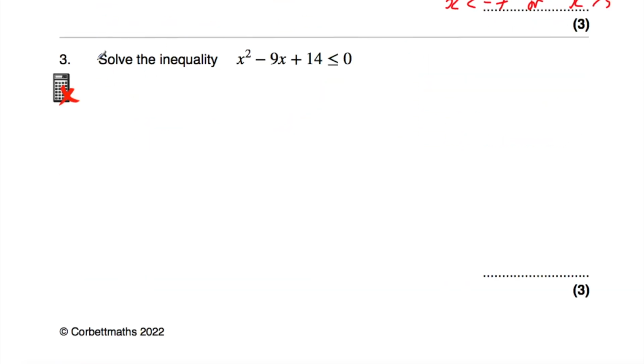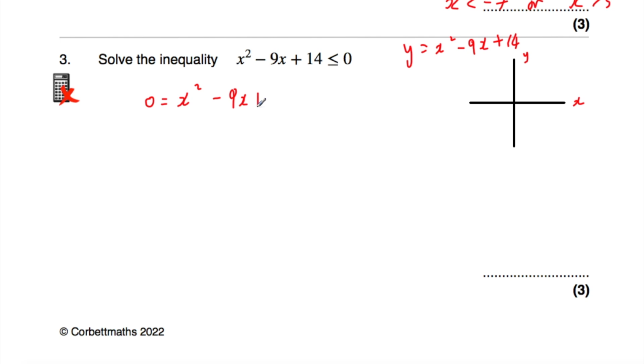Okay, so let's have a look at our next question, question number 3. So question number 3 says, solve the inequality x squared minus 9x plus 14 is less than or equal to 0. Okay, so first of all, let's sketch our axes. So we've got our x-axis and our y-axis. And we're going to sketch the graph of y equals x squared minus 9x plus 14. So to sketch this graph, we want to find where it crosses the x-axis. So we're going to let y equal 0. So we've got 0 equals x squared minus 9x plus 14.